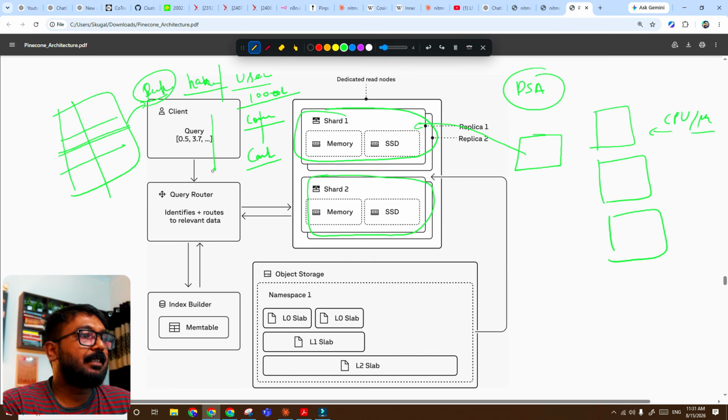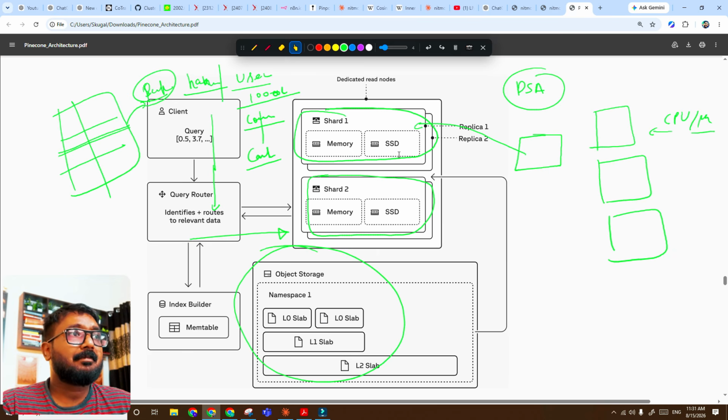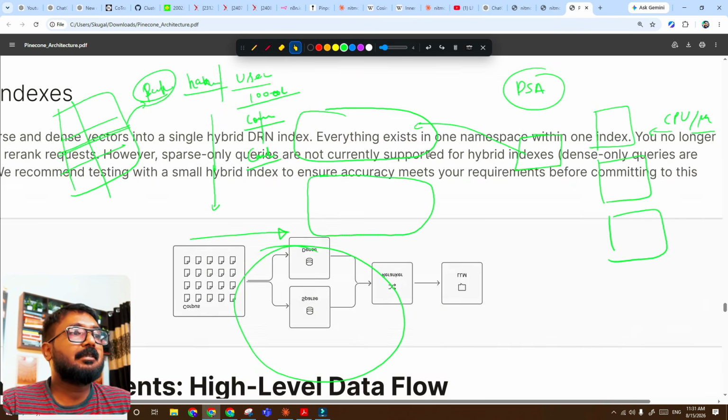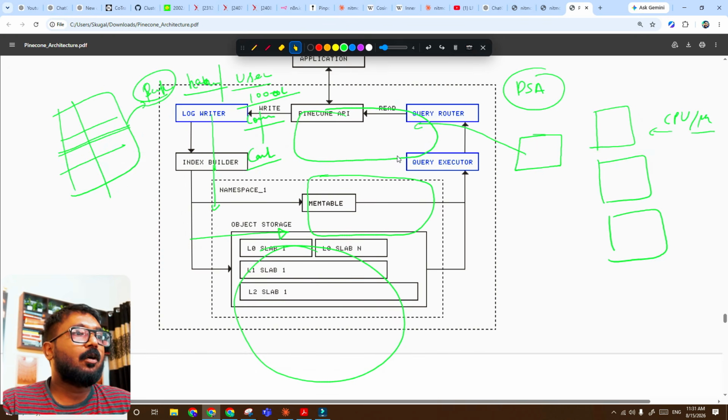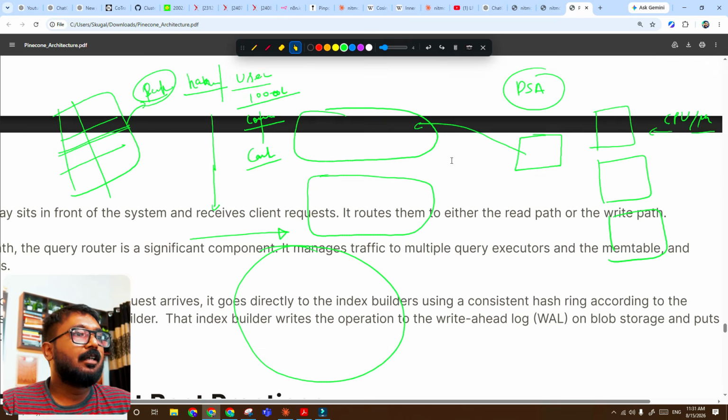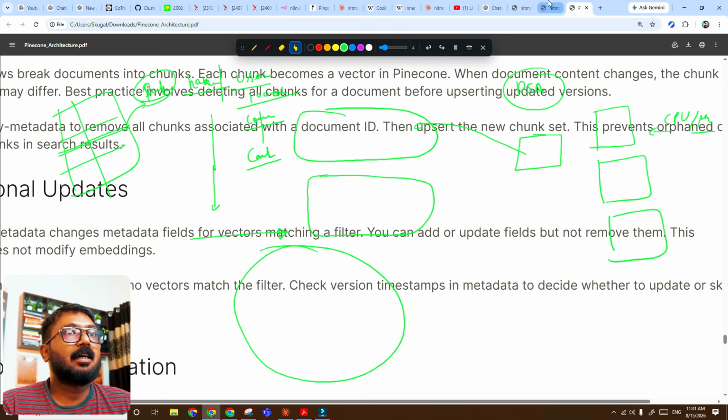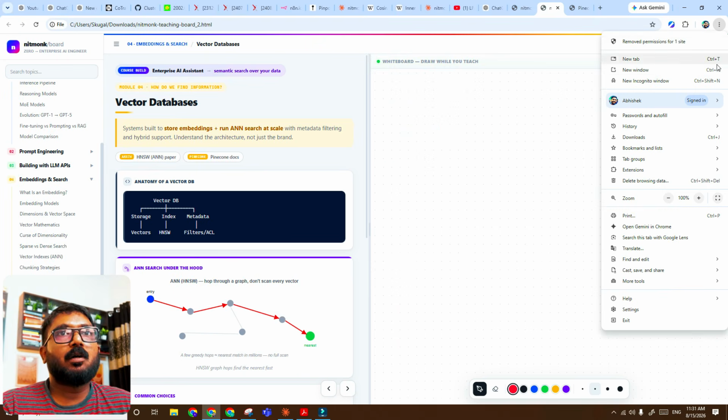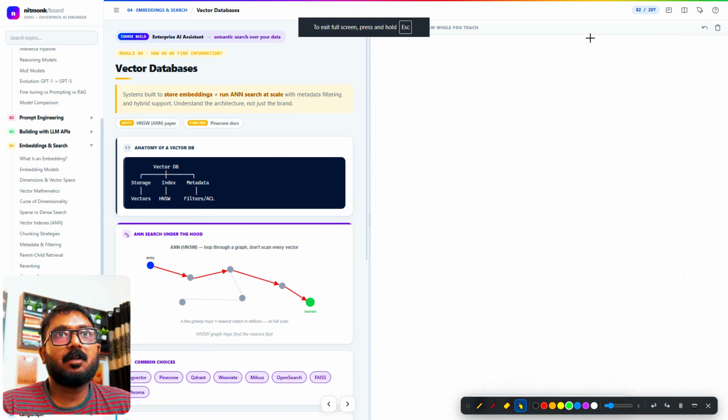A client query comes in, a router handles it, and it gets the answer from the vector space. This becomes really critical to index all these different sets of indexes. Now let's come to our own one.